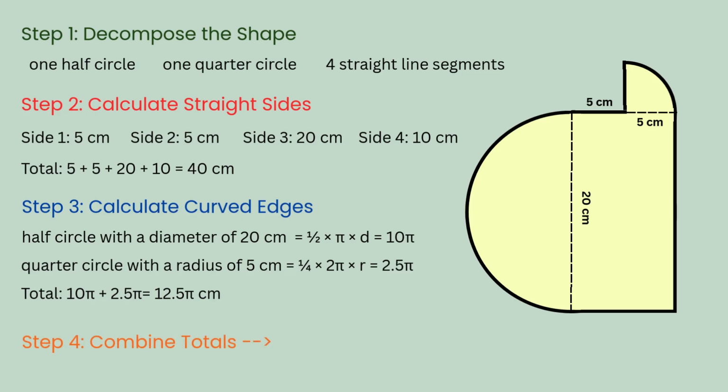And now the final step. Straight edges, 40. Curved edges, 12.5 pi. Total perimeter for this shape, 40 plus 12.5 pi centimeters. Or we can approximate that as 59.25 centimeters by replacing pi with 3.14.